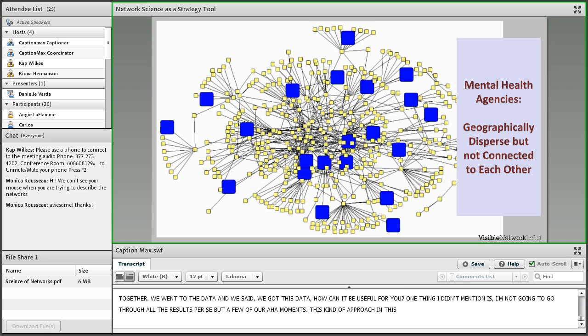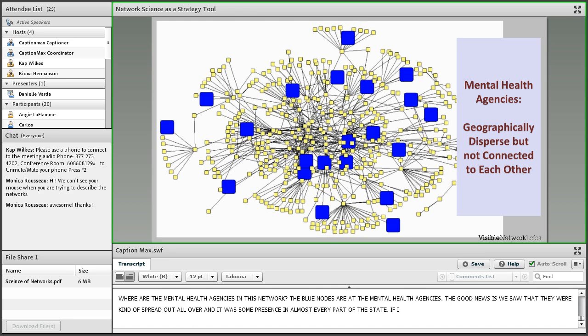We went to all of the data and we said, hey, we've got this data, how can it be useful for you? One thing I didn't mention is I'm not really going to go through all of the results per se, but a few of our aha moments, why this kind of approach and this kind of lens really came back to us with learning in ways that we would not have had we not taken this approach. So this is kind of the story of those ahas.